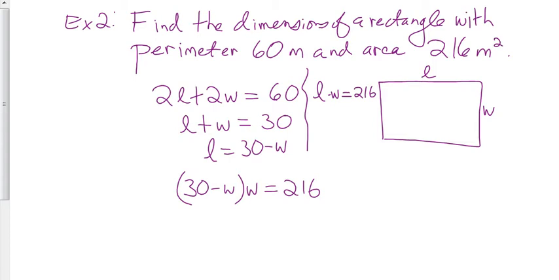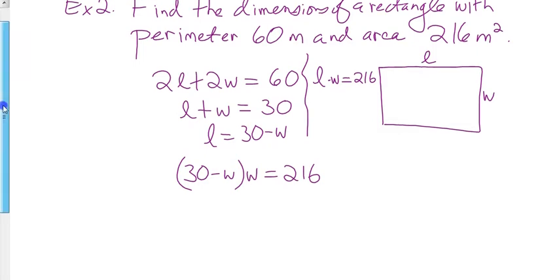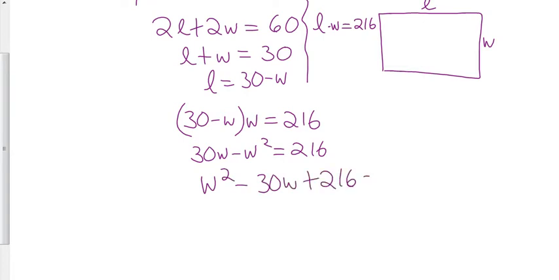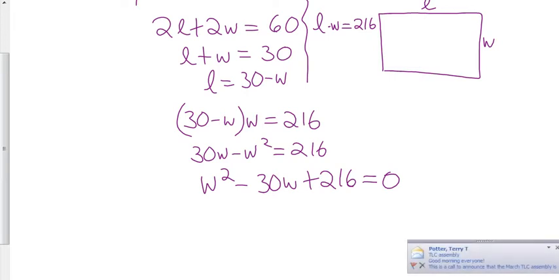We're going to expand this and get 30W minus W squared equals 216. We're going to put this into a quadratic equation equal to 0. So what am I going to write? W squared minus 30W plus 216 equals 0. We're just going to move everything over from one side to the other.